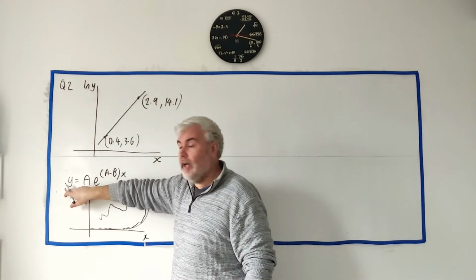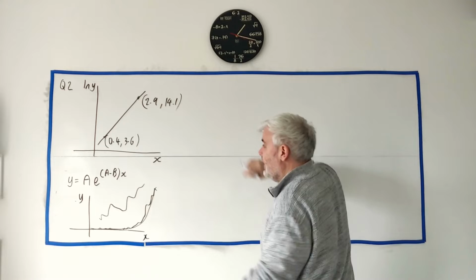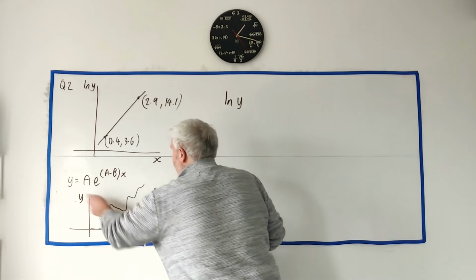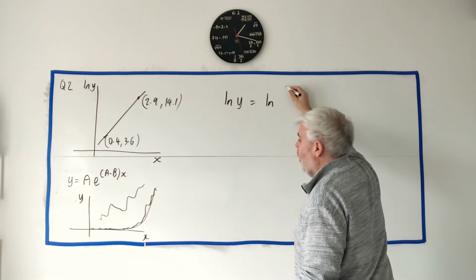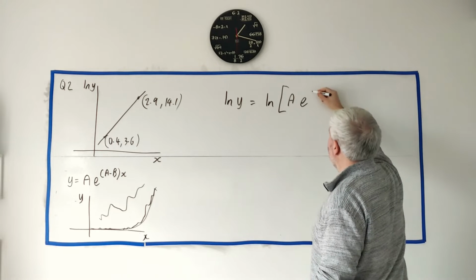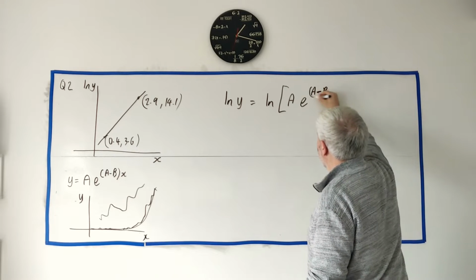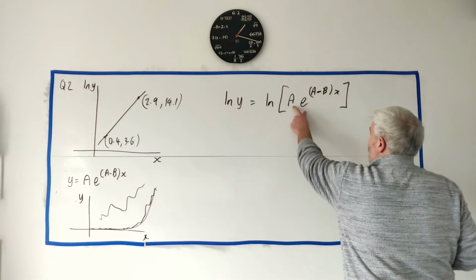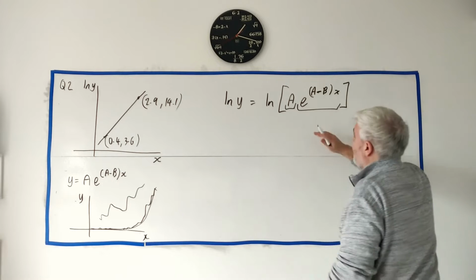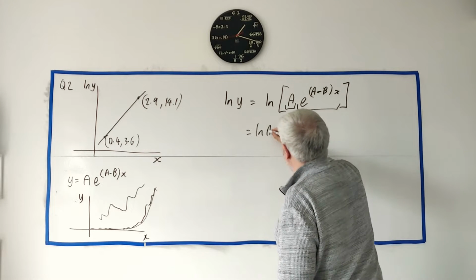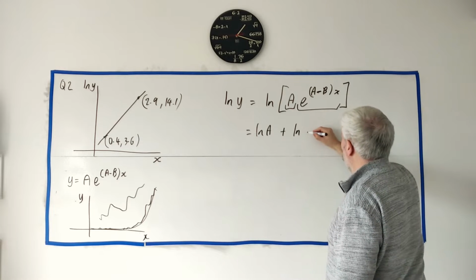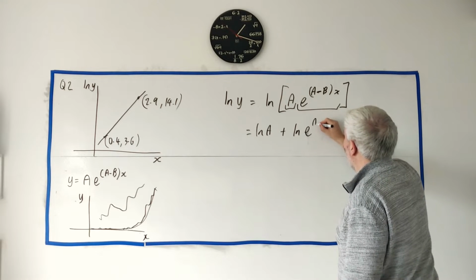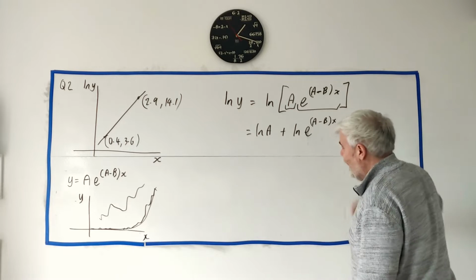This question, instead of using y and x, I'm going to change this. I'm going to take the natural log of both sides. The natural log of the left is easy. Natural log of y is equal to the natural log of a e to the power of a minus b multiplied by x. How do you get the natural log of two things that are multiplying? They come out like this. Natural log of a plus the natural log of, I missed the e, of e to the power of a minus b multiplied by x.